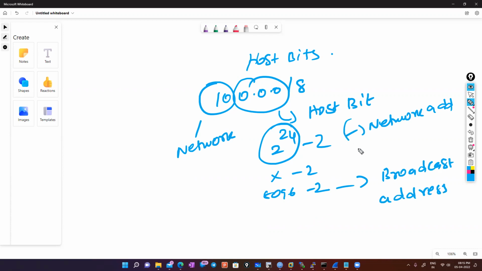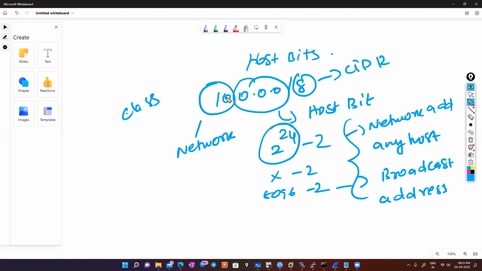This cannot be used, cannot be assigned to any host. So what is the default CIDR value of class C? This is CIDR 8, because 8 bits are network bits and the other 24 bits are host bits. So how to calculate the host bits? 2 to the power of bits. I've got 3 octets, 24 bits, so 2 to the power of 24 minus 2, 1 for network address and 1 for broadcast address.